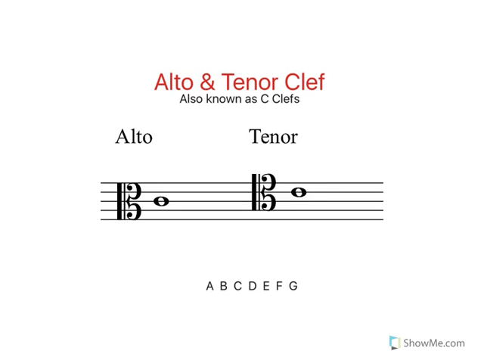These are also called C clefs, and the reason why is because they're actually designating where middle C is by creating this little arrow that you can see here. So for the alto clef, this is middle C. For the tenor clef, this is middle C. It's actually sounding the same note, but it's putting it in different spots on the staff.